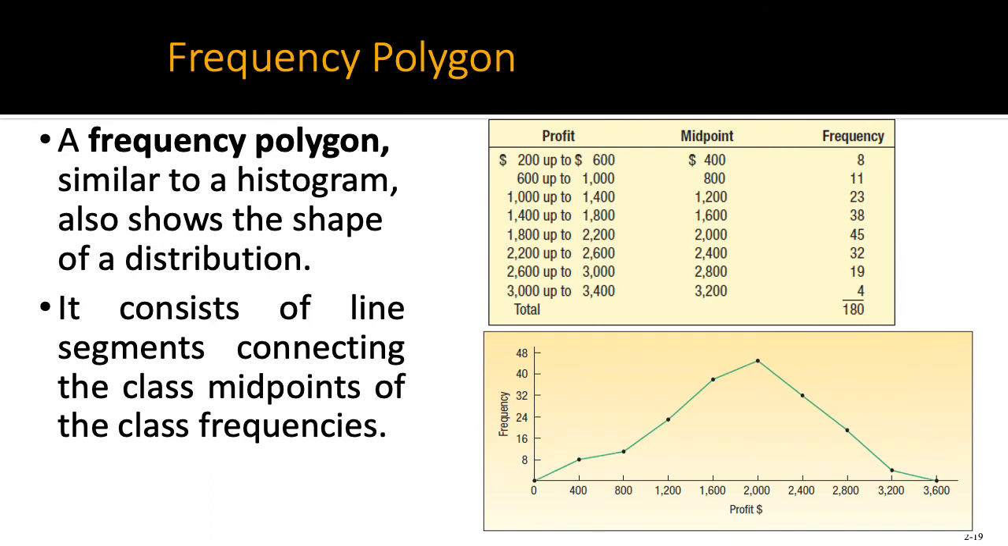Frequency polygon is our next type of chart. A frequency polygon is similar to a histogram. It also shows the shape of the distribution. It consists, however, of line segments that connect the class midpoints of class frequencies. To create this frequency polygon, we take the midpoint of each class. So in the first class, if it was 200 to 600, the midpoint would be 400. That would be plotted with the frequency in each of those classes. And notice we get this really nice polygon that shows a similar effect to what the histogram was showing.